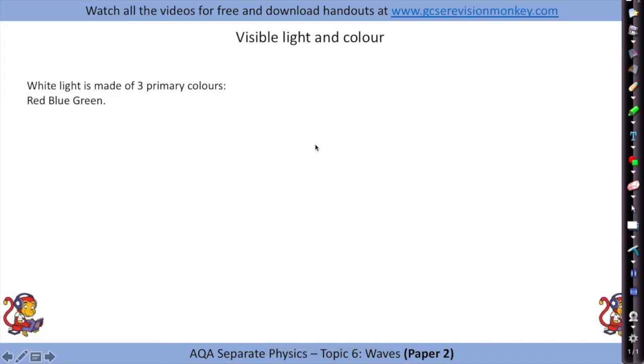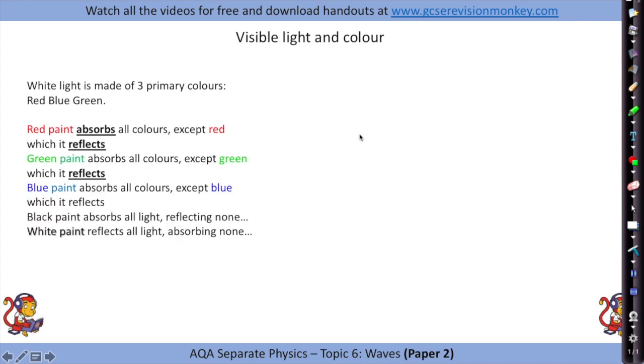So visible light and colour. White light is made of three colours: red, blue and green. Now, why can we see colours? So if we paint a wall red, red paint absorbs all the colours except red when you shine white light at it. So it absorbs blue and green and will reflect the red. Now, green paint absorbs all the other colours except green, which it reflects. Blue paint does the same. It absorbs all the colours except blue, which it reflects.